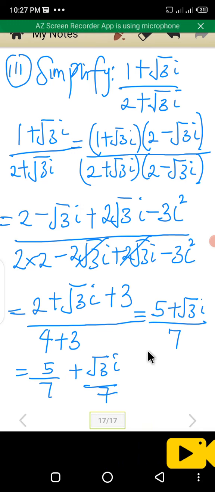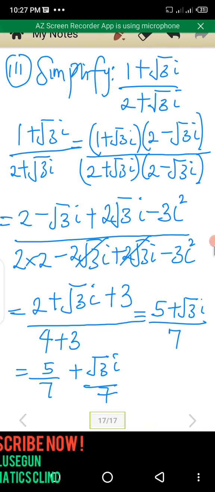That is how we solve the division part of complex numbers.